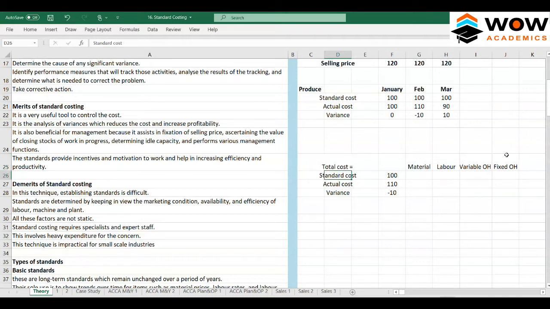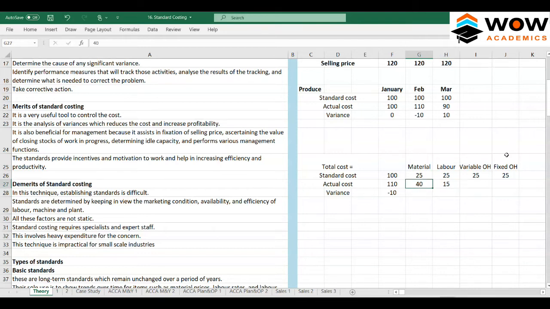So how is this standard cost of 100 formed? It is 25 for material, 25 for labor, 25 for variable overhead and 25 for fixed overhead. That is how the standard cost of the product is arrived at. And the actual is quite different. The material cost has gone up by 40, but the labor cost has gone down by around 15.